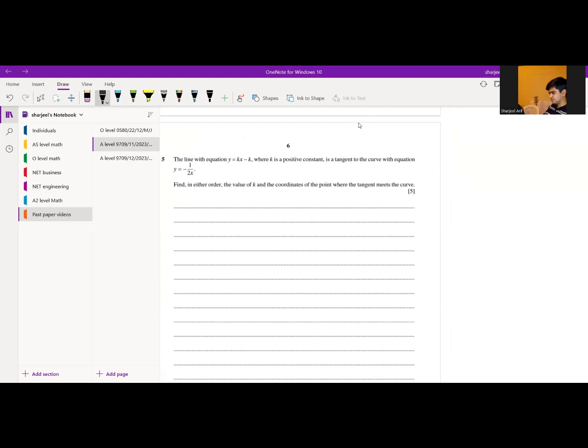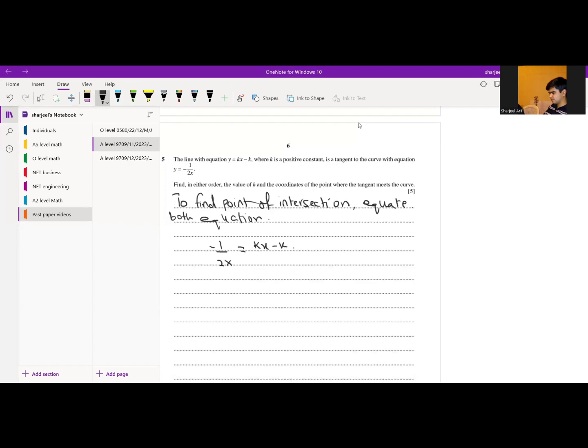We have the equation of the line y = kx - k, where k is a positive constant, which is a tangent to the curve with the equation y = -1/(2x). Find, in either order, the value of k and the coordinates of the point where the tangent meets the curve. So we have to find the value of k first. If the graphs are intersecting, we have to compare the equations. So this will become -1/(2x) = kx - k.